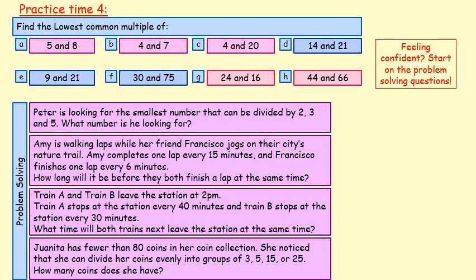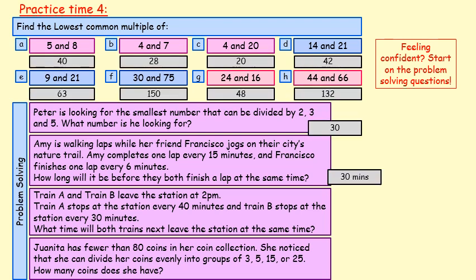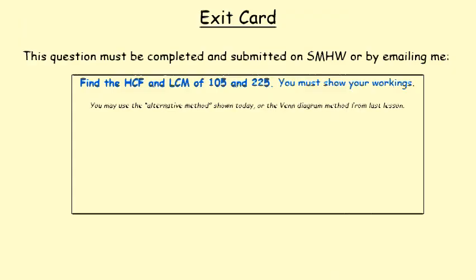Okay, and some more questions here. So if you're feeling quite confident finding lowest common multiple, go straight ahead to the problem solving questions. Otherwise, start on A through to H, check your answers, and if you're feeling okay with that, then have a go at problem solving. Okay, and I'm just going to show the answers now. Just pause the video if you need to mark those.